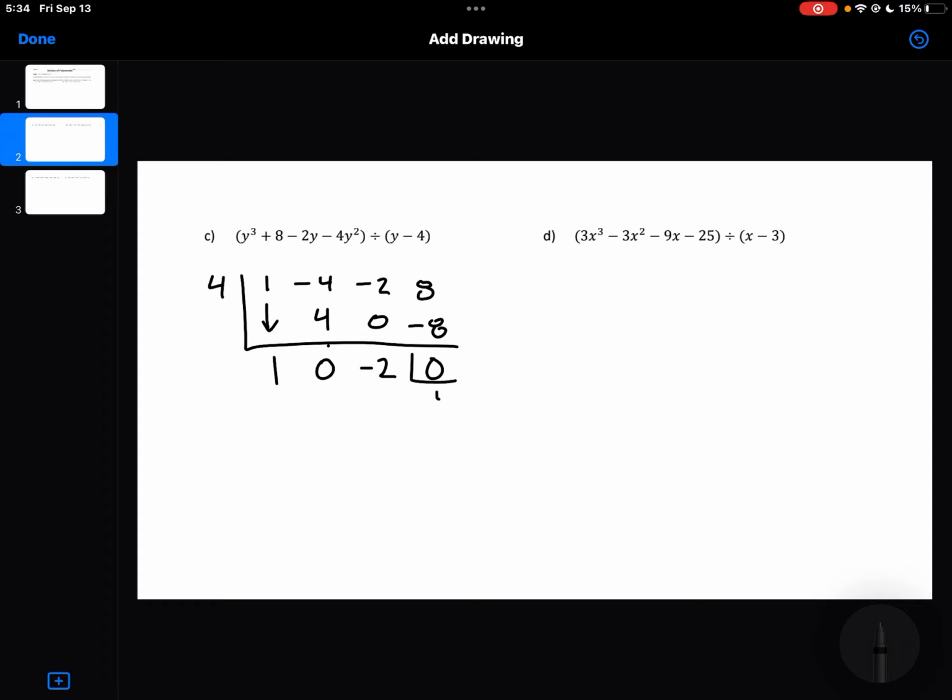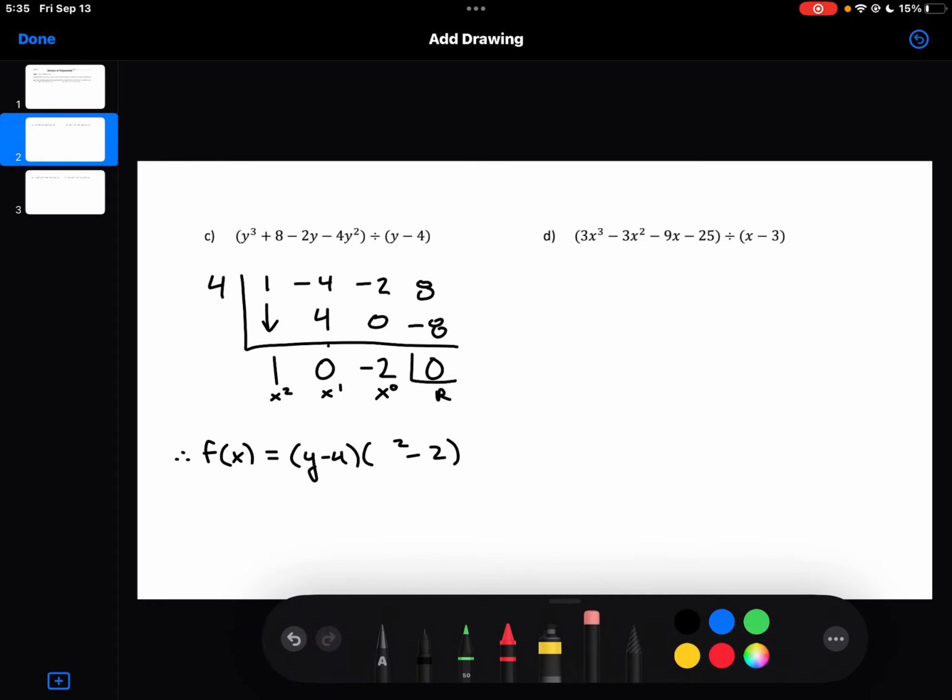My rightmost term is my remainder. It's 0, which means that y minus 4 must be a factor of my dividend. And then I've got my constant term, my linear term, and my quadratic term. So when I write my division statement, I will say f of x is equal to y minus 4 times x squared minus 2, and then there's no remainder.